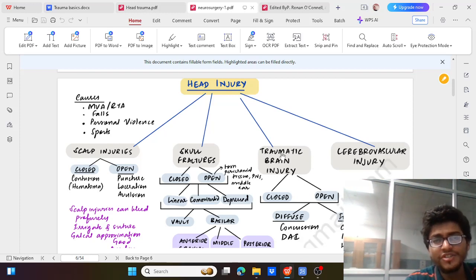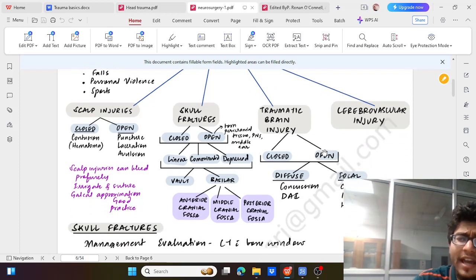Then coming to traumatic brain injury, in this also we have open and closed. After open and closed, it is divided into diffuse and focal. In diffuse, it can be concussion or diffuse axonal injury. Concussion is where the CT scan is normal, it is just a mild injury where nothing more needs to be done. Boxing is one of the common causes, and even after a fall the initial impact will cause concussion.